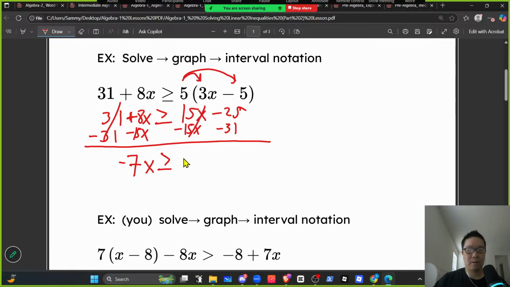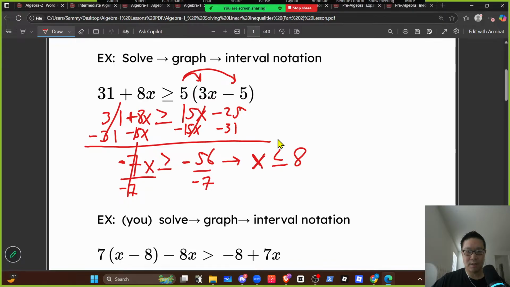Greater than, let's see, what's negative 25 and negative 31? We have two negatives, so we're adding. 56, so negative 56. We're going to divide both sides by negative 7. When we do that, we get x is less than or equal to, because the sign flips when we're dividing by a negative. What's 56 divided by 7? Positive 8.